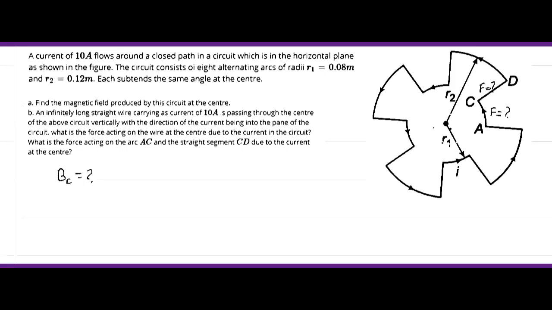Due to the wire at the center. Okay, we need to find this. Now, how can we do this? So magnetic field in the A part, magnetic field at the center, what would be the values?